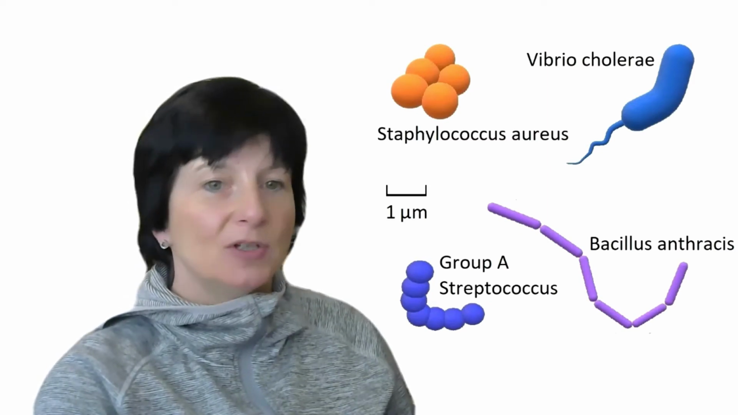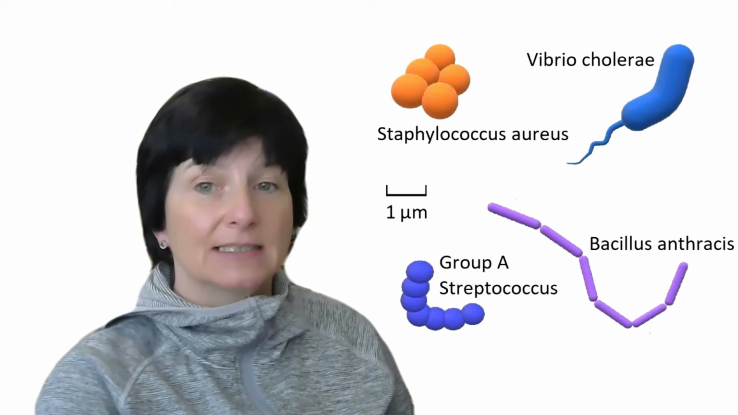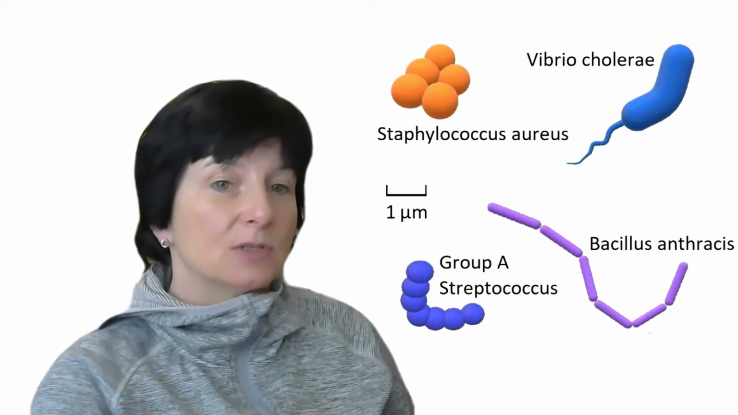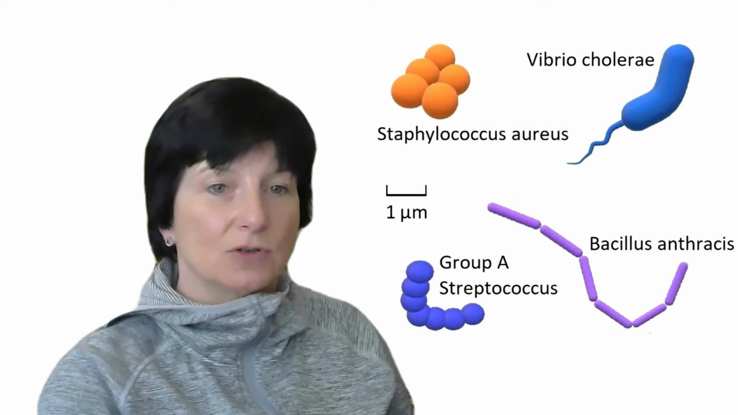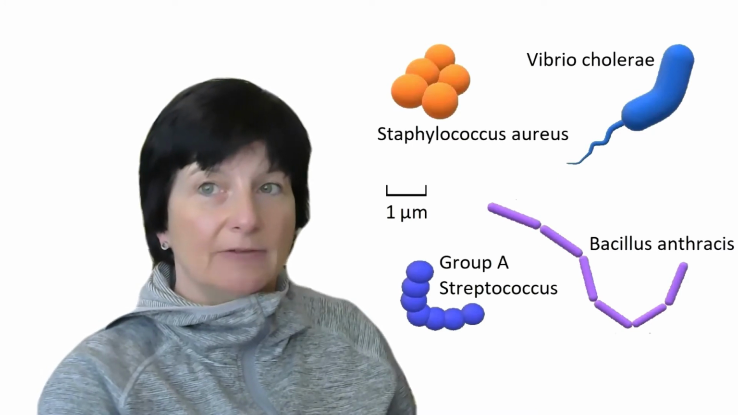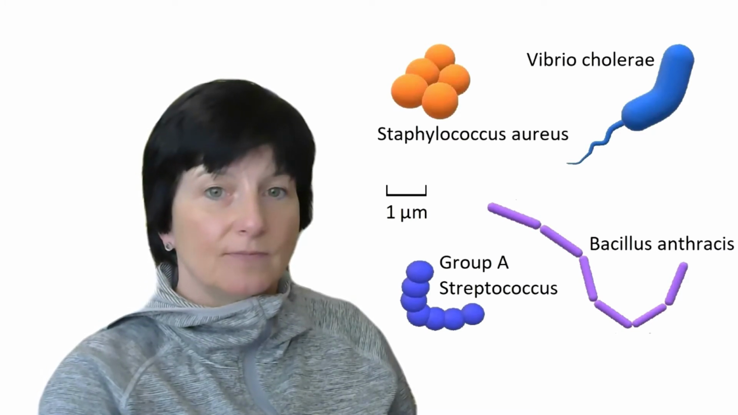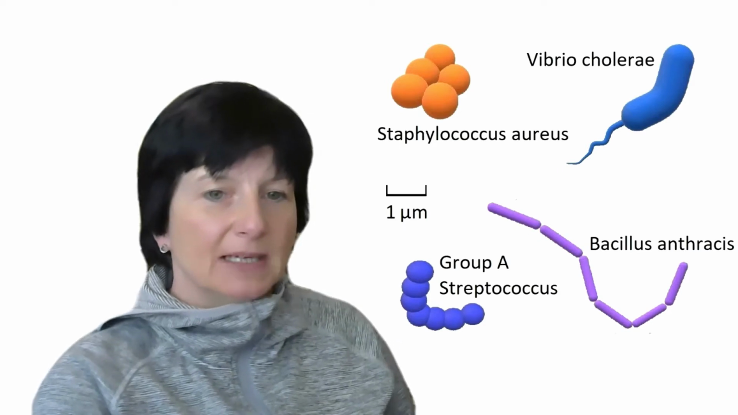And on the bottom right there, we've got Bacillus anthracis. This causes anthrax, which is a common disease of livestock, and it can occasionally affect humans. So that's some examples of bacterial cells.